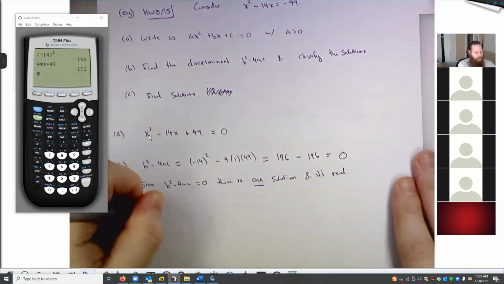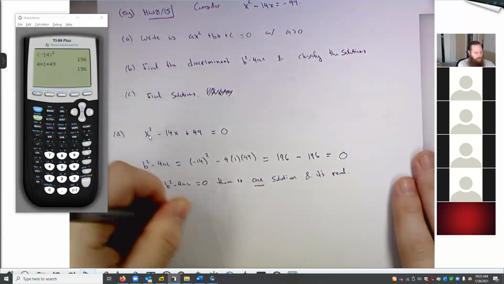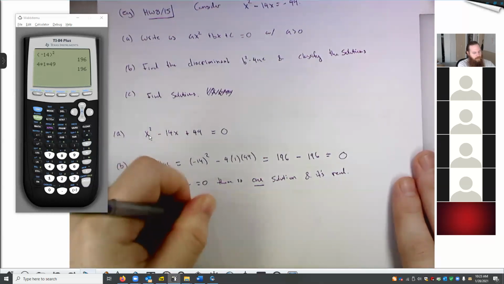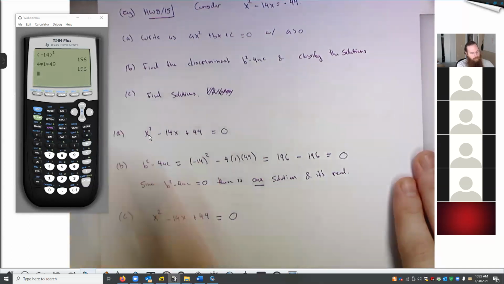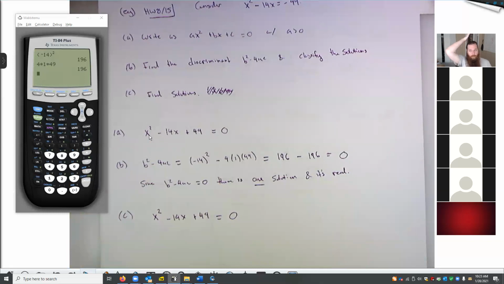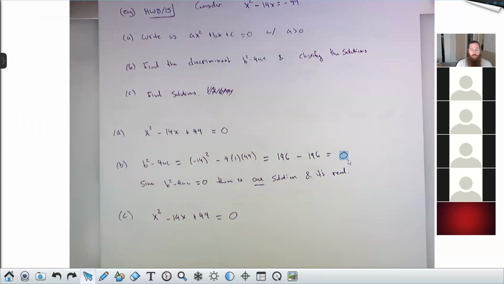So I've got x squared minus 14x plus 49 equals 0. I know that there's only 1 solution. I know that it's a real number. And the discriminant here, 0, is a perfect square. 0 is 0 squared. So I'm expecting that I can factor this. How do I factor this?